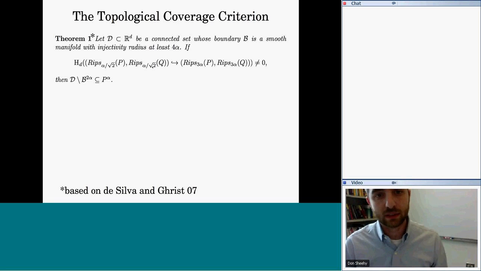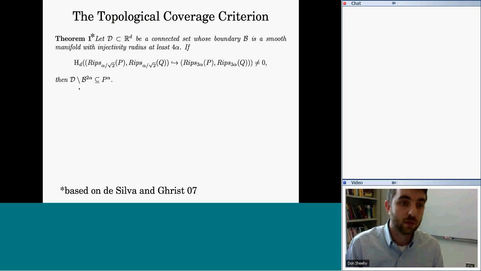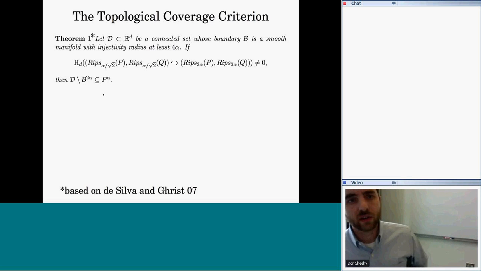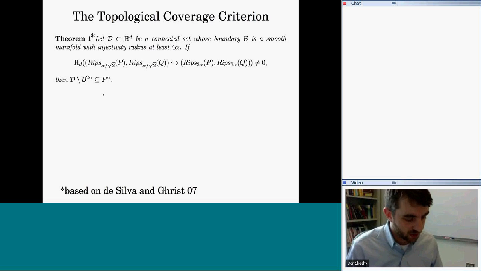This in the Rips complexes is something you can really compute without coordinates, only knowing the neighborhoods and which points are near the boundary. So you can check, and if it turns out to be non-zero, then you can really say that at least the shrunken version of the domain, where we shrunk it by 2 alpha, is covered by the sensors.